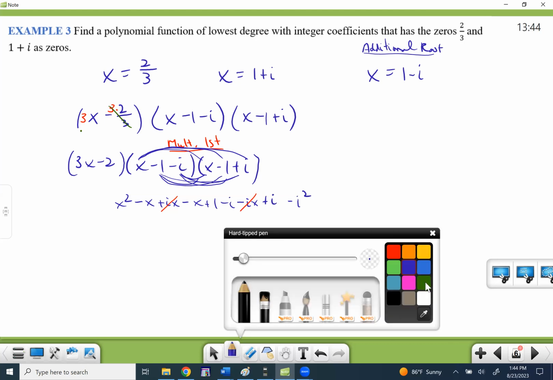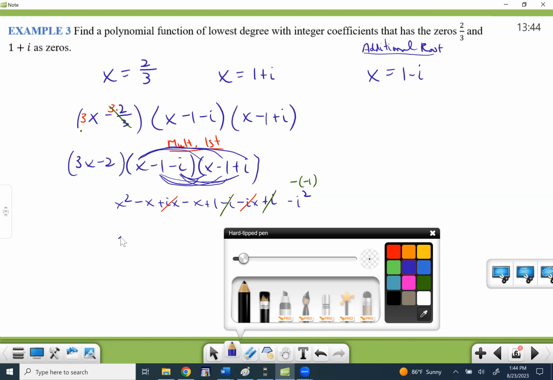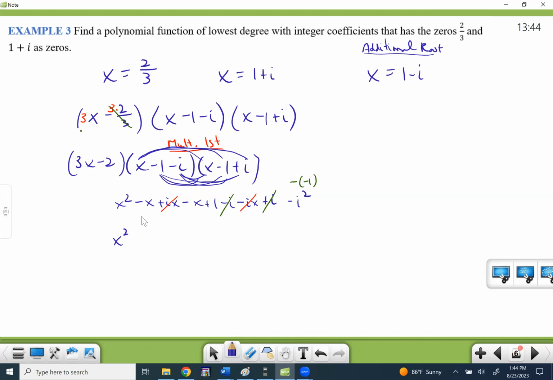Okay, so now I'm going to take this negative i and this positive i and cancel those. And then don't forget that i squared is -1. So this is actually -1, which means it's going to become a +1. So we've got x squared minus 2x. And then I'm going to take this positive 1 right here and this positive 1 right here to give me +2.